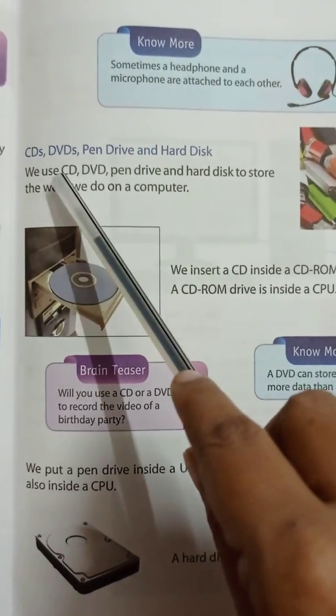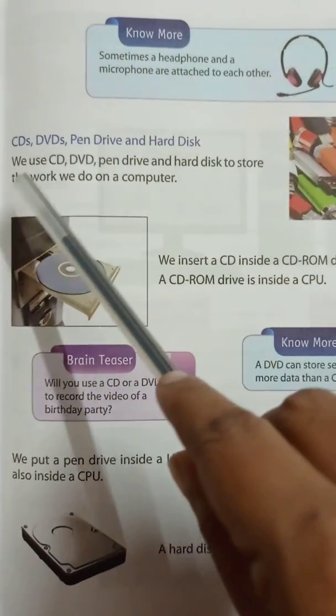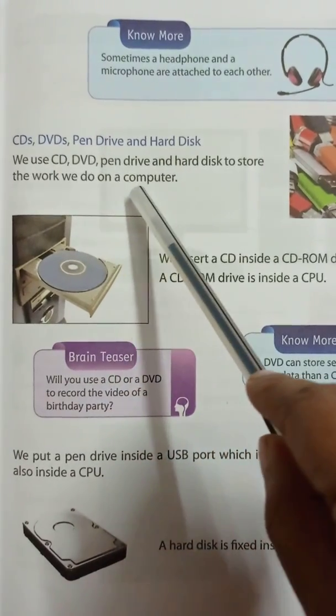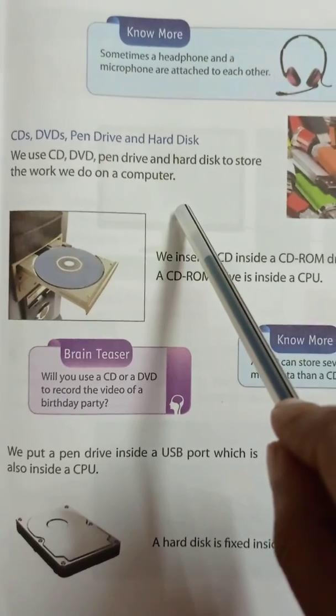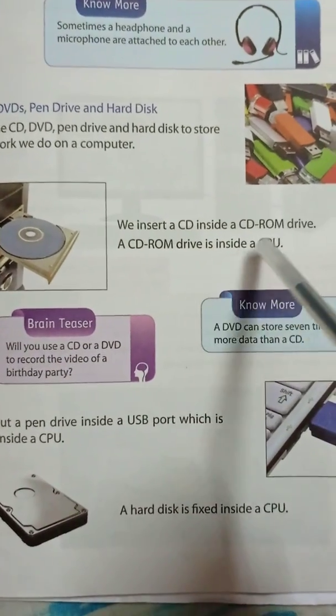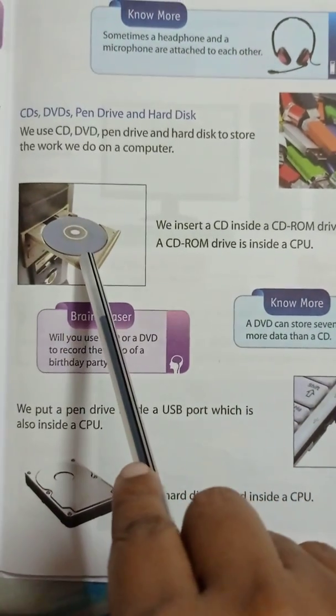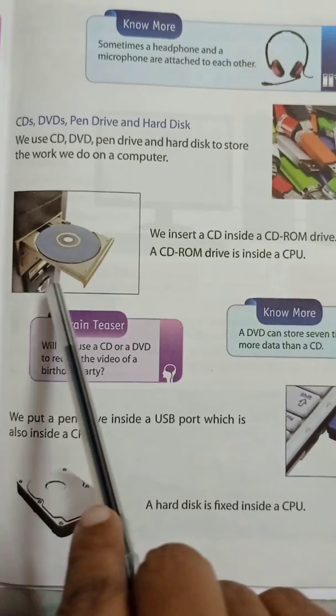Now the other parts are CDs, DVDs, pen drives and hard disks. Children, we use CDs, DVDs, pen drives and hard disks to store the work we do on a computer. These are the storage devices. We insert a CD inside a CD-ROM, that is the CD drive. A CD-ROM drive is inside a CPU.